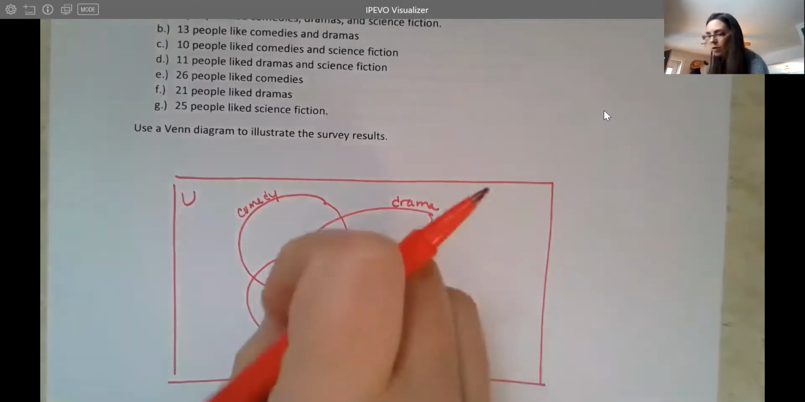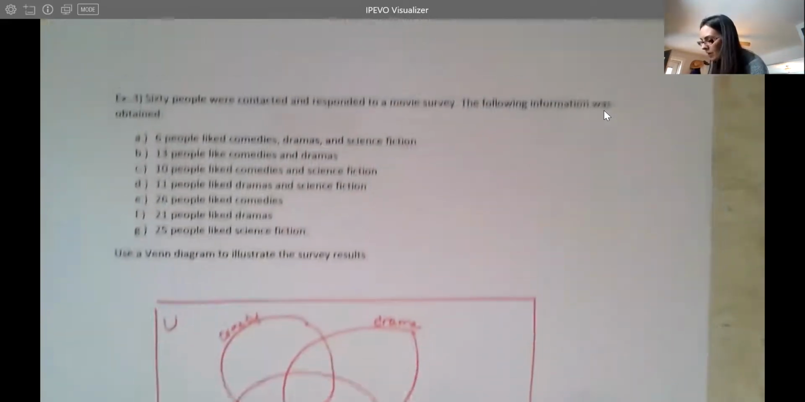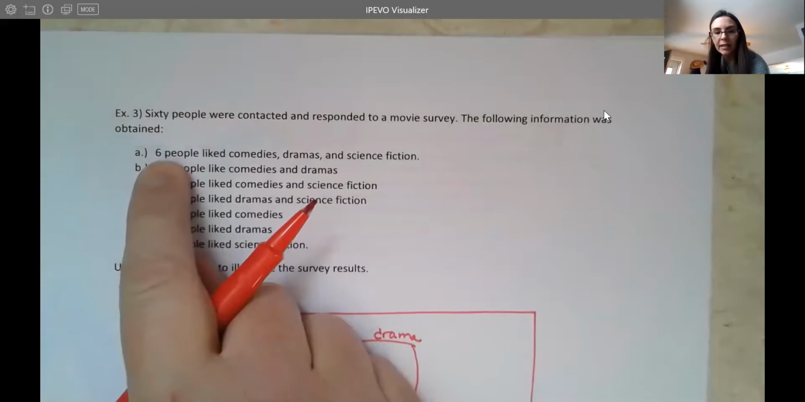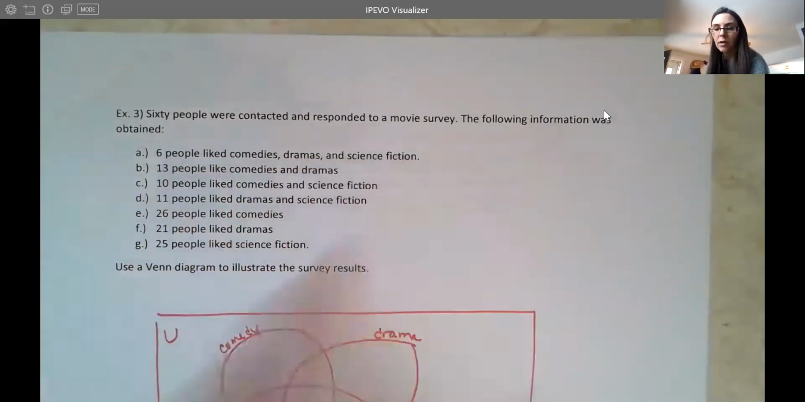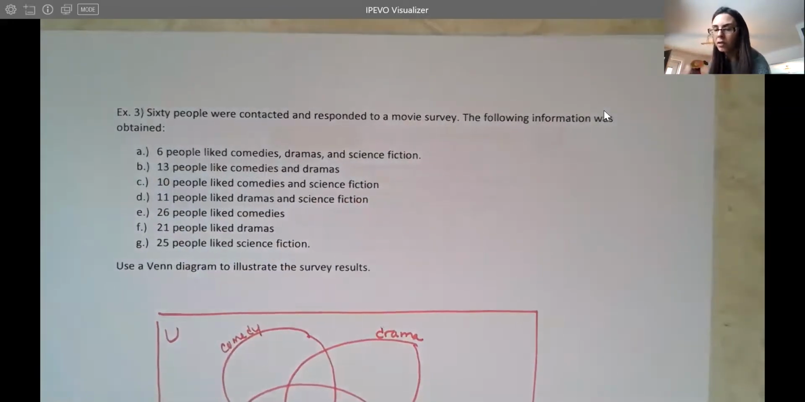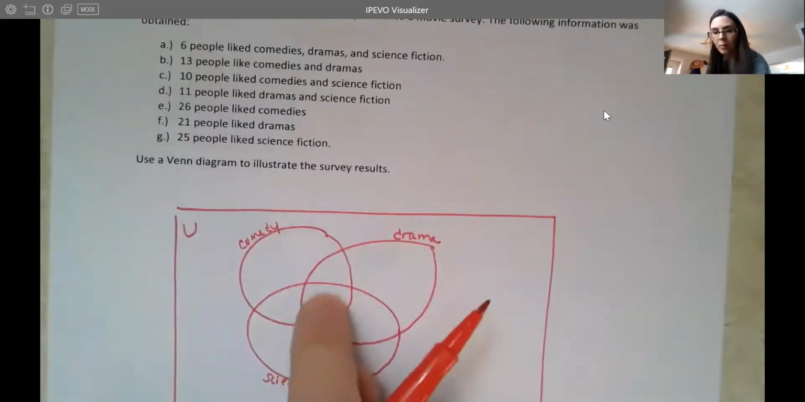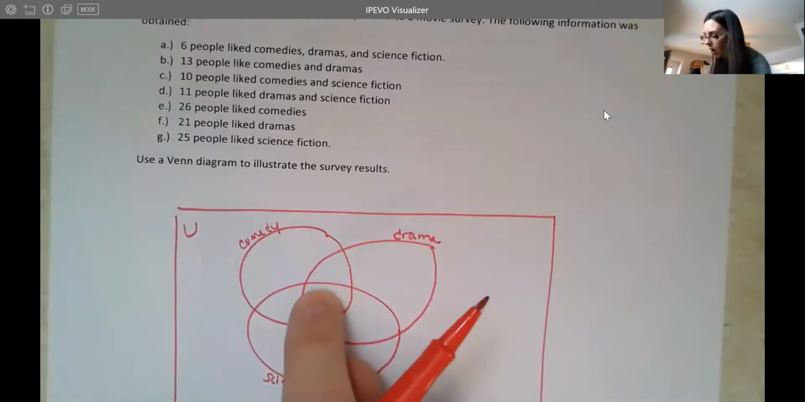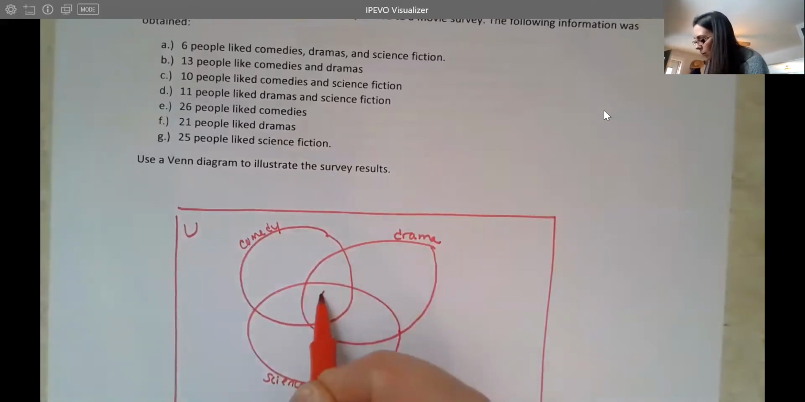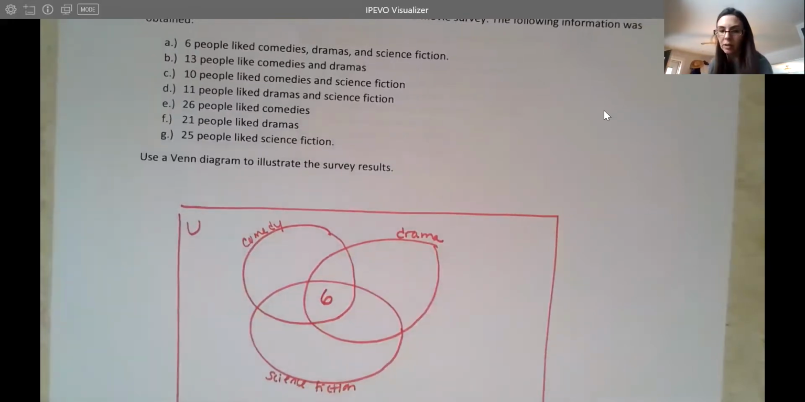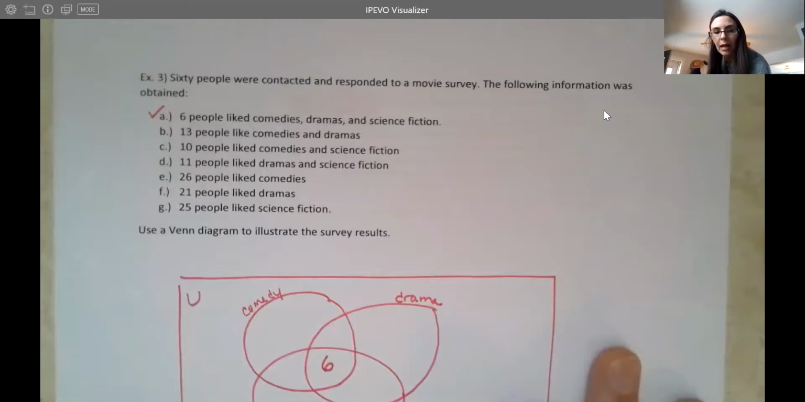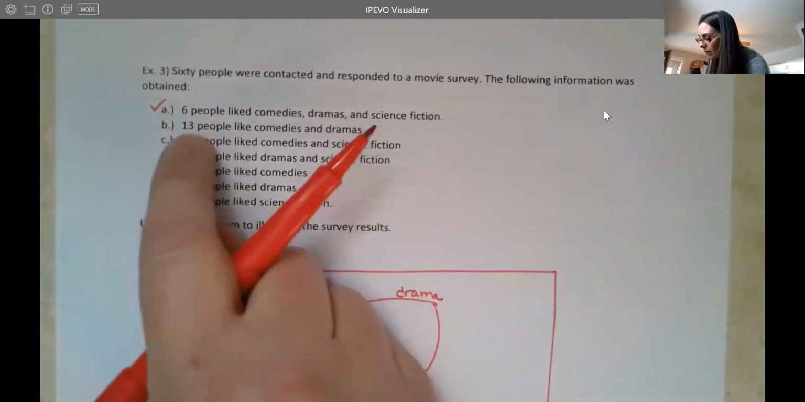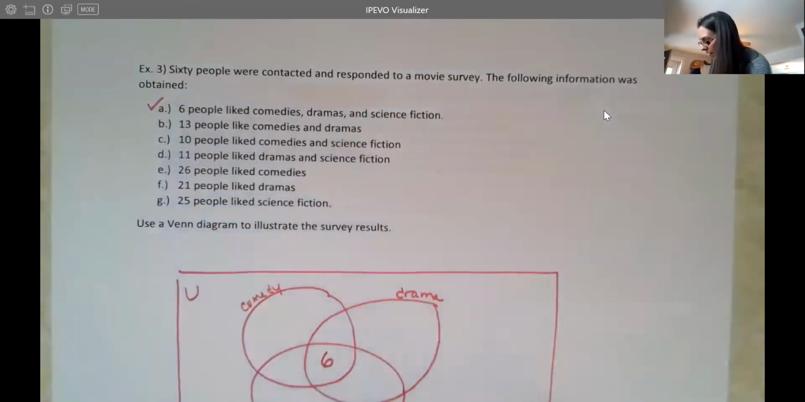Now we want to start inner to outer. And that first piece here is really the most important. It says 6 people like comedies, drama, and science fiction. So there are 6 people who like all 3 of these genres. So that's your innermost piece here. So this little section here is where all 3 of them overlap. So 6 people fit into that intersection. So that one's done.